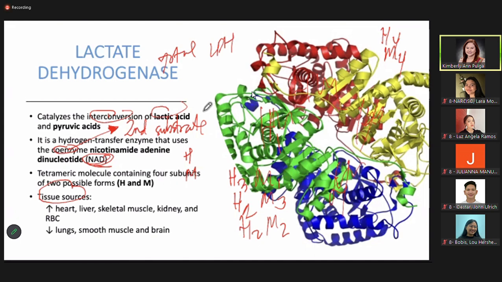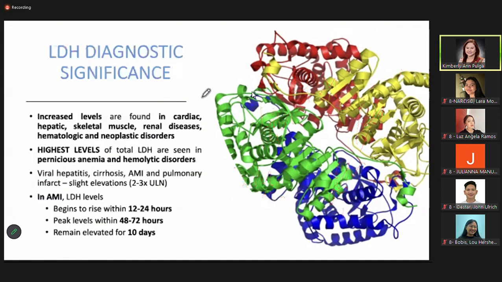So if there is an elevated total LDH, non-specific siya. So mas maganda, it is much better if we separate them into their isoenzymes or into its isoenzyme fractions. Kasi mas clinically significant yun. No, yung LDH 1, 2, 3, 4, and so on. So increased levels are found in cardiac, hepatic, skeletal muscle, renal diseases, hematologic, and neoplastic disorders. Okay? Mataas sila doon, no? Increased levels. Highest levels of total LDH are seen in pernicious anemia and hemolytic disorders.